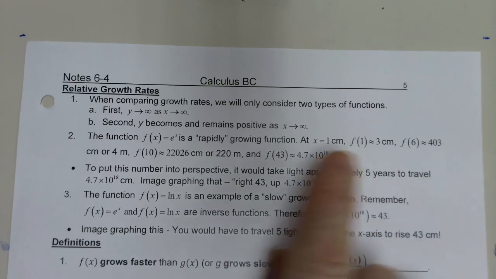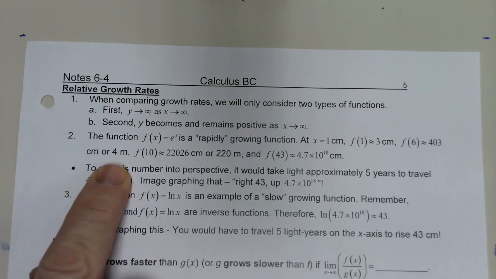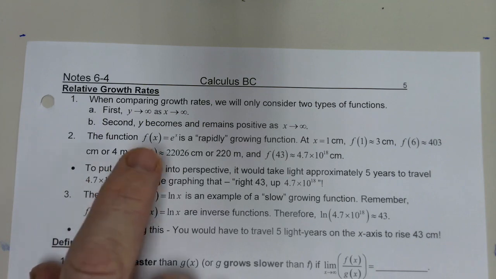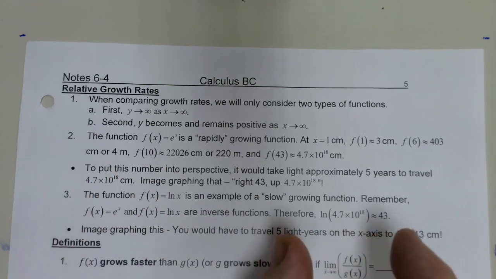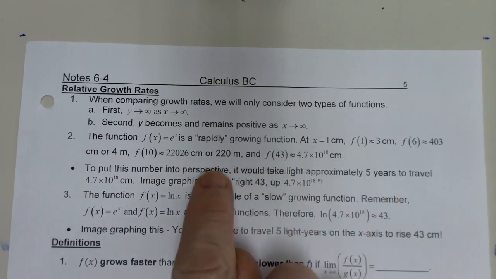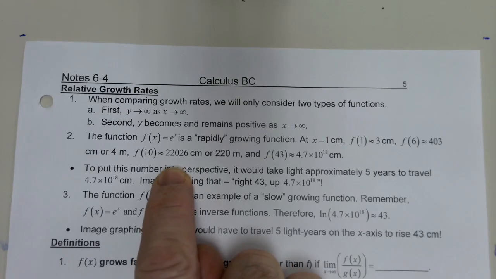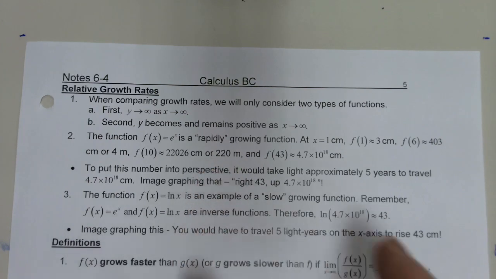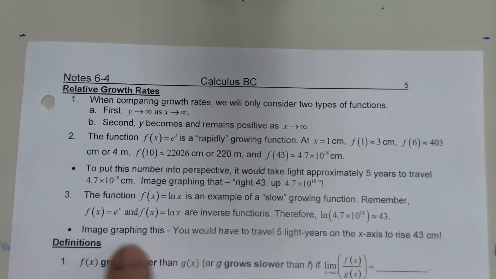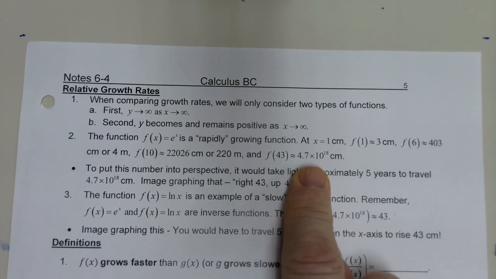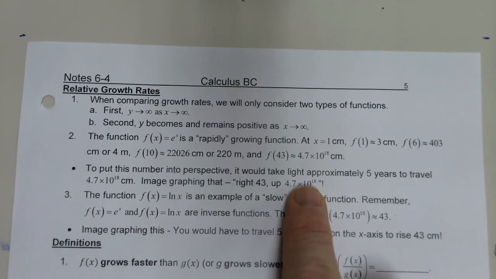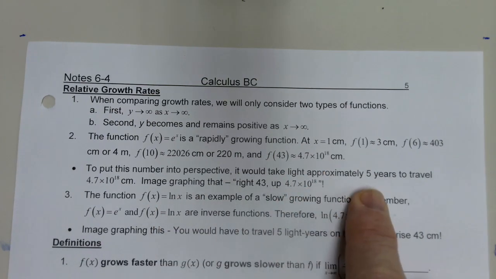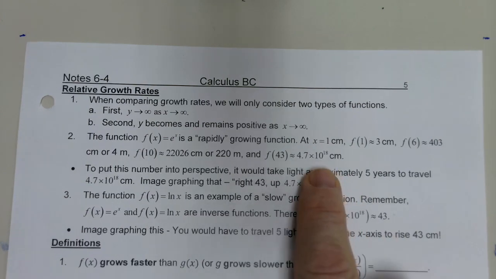Or about 4 meters. If we go 10 centimeters, just 10 centimeters to the right, we're going to be up to 22,000 centimeters, or 220 meters. If we go 43, just 43 centimeters to the right, okay, less than half of a meter stick, we are this tall. To put that in perspective, it would take us 5 light years to travel that far.